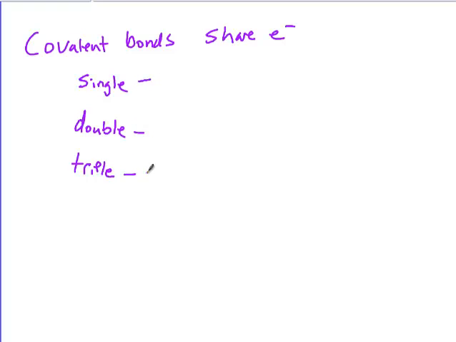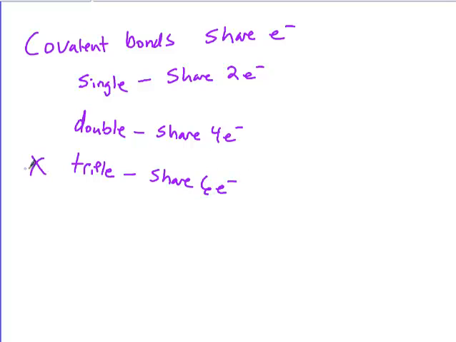Okay, single bonds share 2 electrons, and those are pretty common. Those are the most common ones. Double bonds share 4 electrons, and triple bonds share 6 electrons. Triple bonds are going to be our strongest because they're sharing the most electrons.